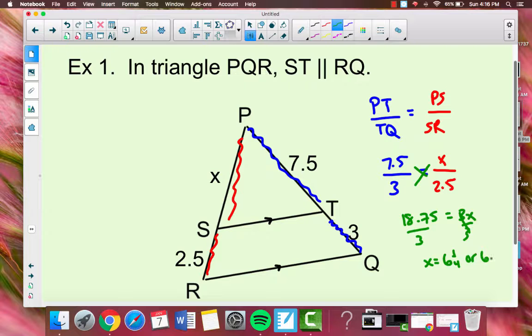Or you can write it as 6 1/4. And then always just pay attention to rounding. If they do ask you to round to the nearest tenth, obviously you'd want to make that 6.3. So there's our final answer. So quick proportions, hopefully not too bad. You just have to know what matches up.